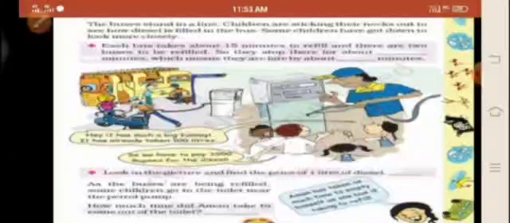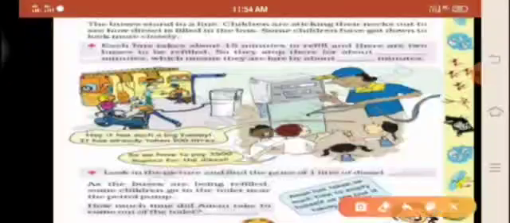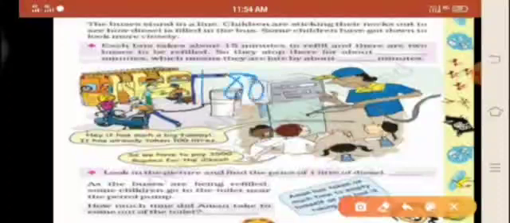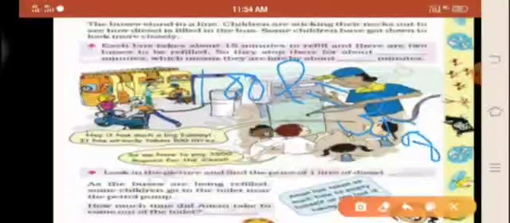Hey, it has such a big tummy. It has already taken 100 liters. So we have to pay 3,500 rupees for the diesel. Now children, one question is there. Look in the picture and find the price of 1 liter of diesel. Children, if the cost of 100 liters of diesel is rupees 3,500, we have to find out the cost of 1 liter.